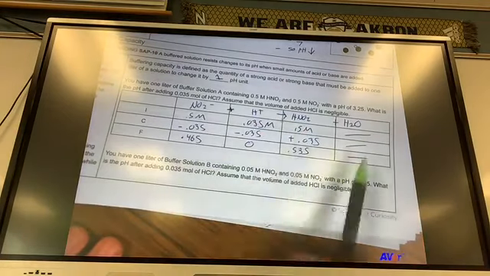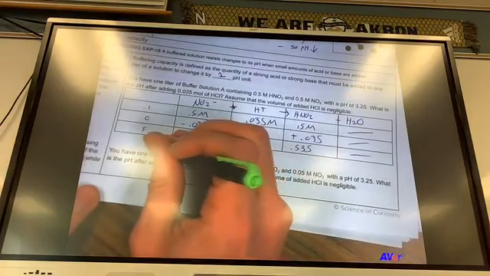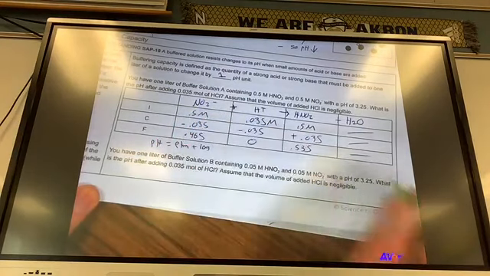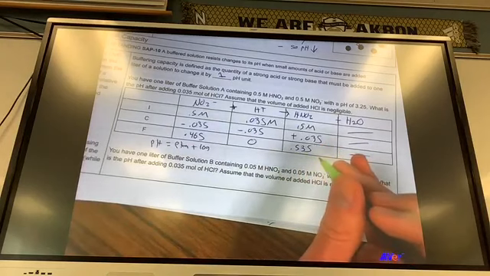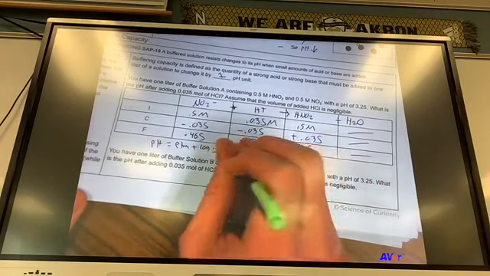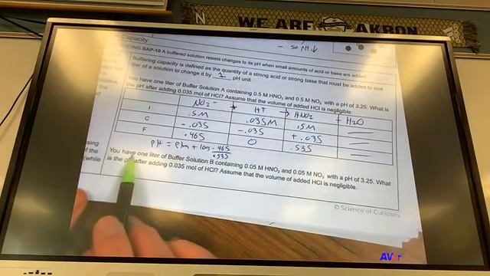Do I have HA and A minus? Guess what I'm going to do? Henderson-Hasselbalch. pH equals pKa plus log of 0.465 divided by 0.535.